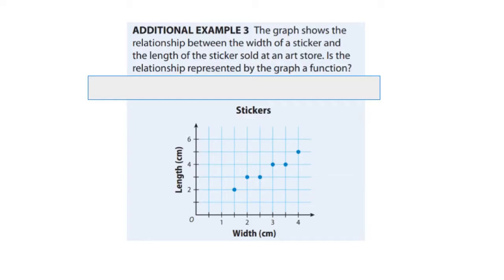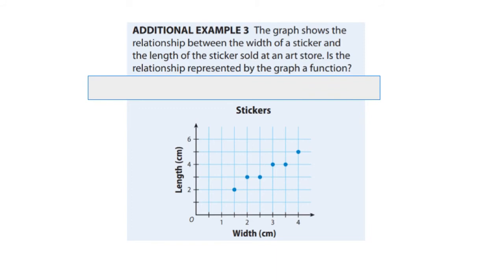Okay, here's an additional example. Keep in mind these additional examples are not going to be in your textbook. So looking at this graph, it talks about the width of a sticker compared to its length, and these stickers are being sold at the art store. Is it a function? Why or why not? It does say it, explained underneath here, but you just can't see it because of my blocking of my answer.